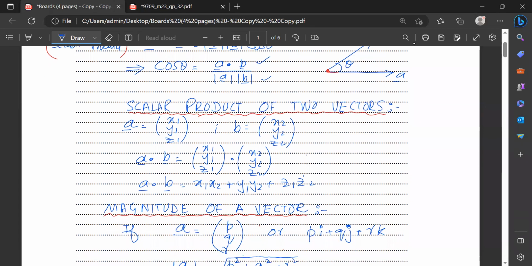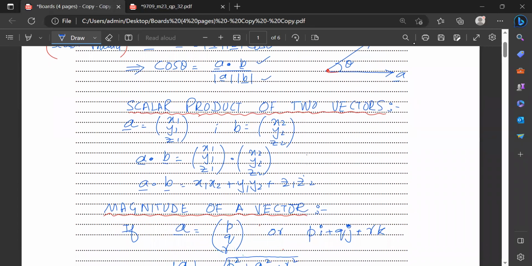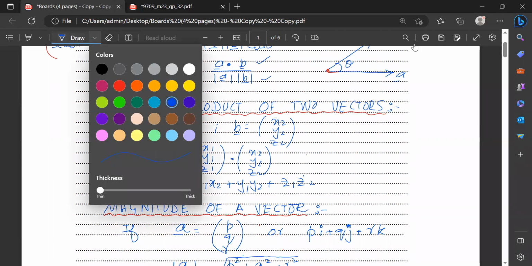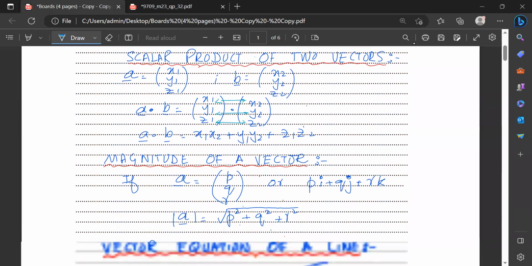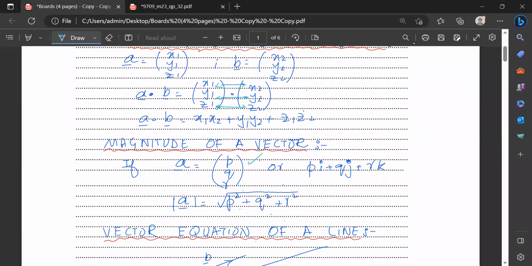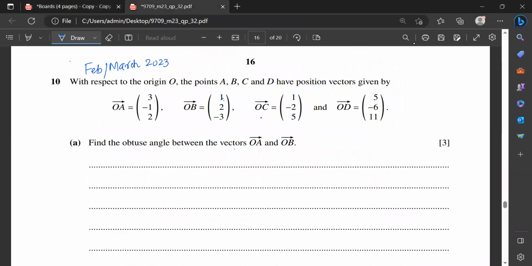For the scalar product of two vectors, if the column vectors a, b are given, the scalar product is x1 x2 plus y1 y2 plus z1 z2. So multiply the corresponding entries and add. And the magnitude, if the vector A is given as p, q, r, is the square root of p square plus q square plus r square. A vector can be given in the column vector form or in ijk notation. So these are the three concepts which we need for solving this question.